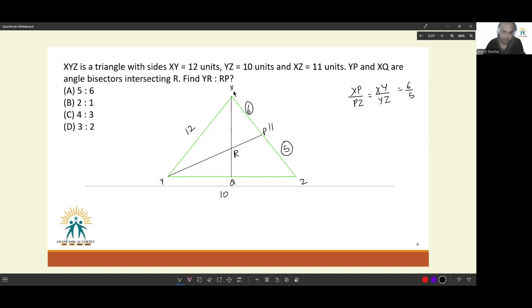Then look at this triangle XYP. This is also an angle bisector for XYP. So YR by RP should be equal to XY by XP, which is equal to 12 by 6. We needed YR by RP only, so it will be 2:1, or option B here will be the right answer.